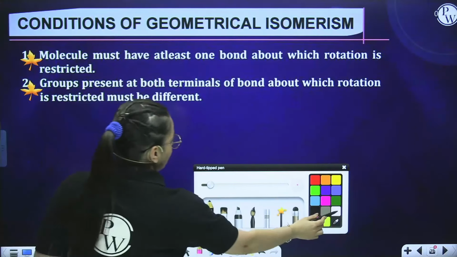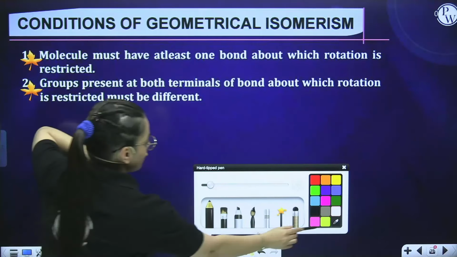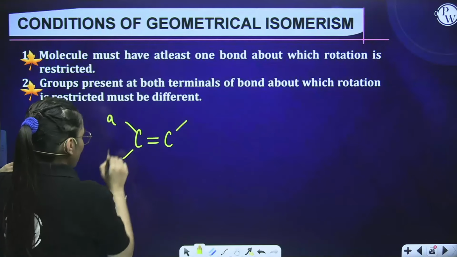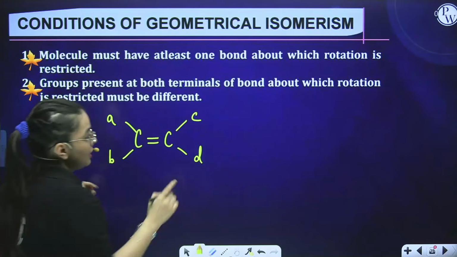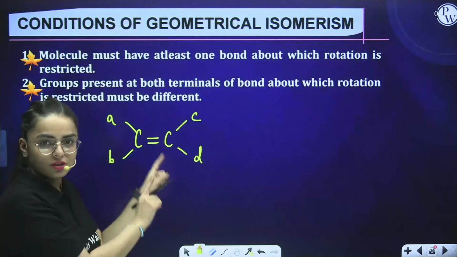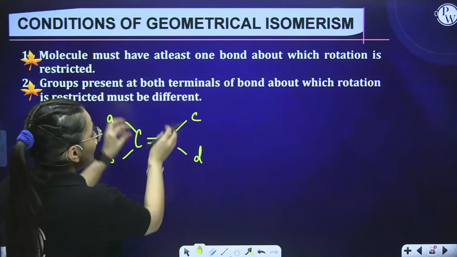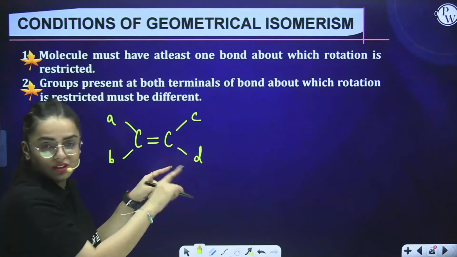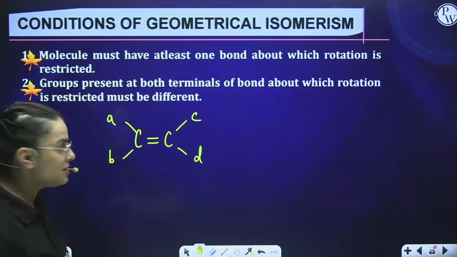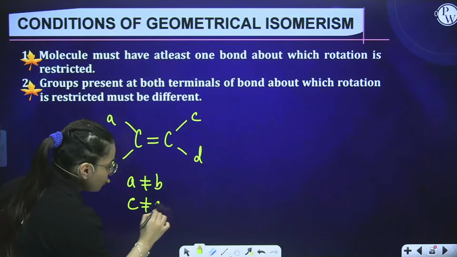What is written over here? Let me tell you. Groups present at both terminals. I am drawing for you carbon, carbon, with A, B, C, D. Listen to me carefully. Groups present at both the terminals of the bond. This is the double bond where the restricted rotation occurs because it is a double bond. The groups which are present over the terminals where the rotation is restricted must be different. That means A cannot be equal to B, C cannot be equal to D.